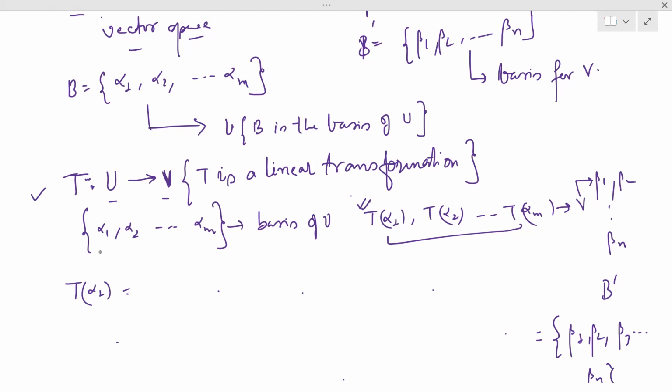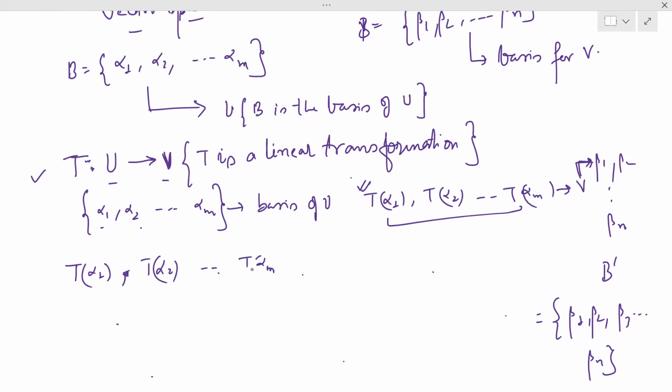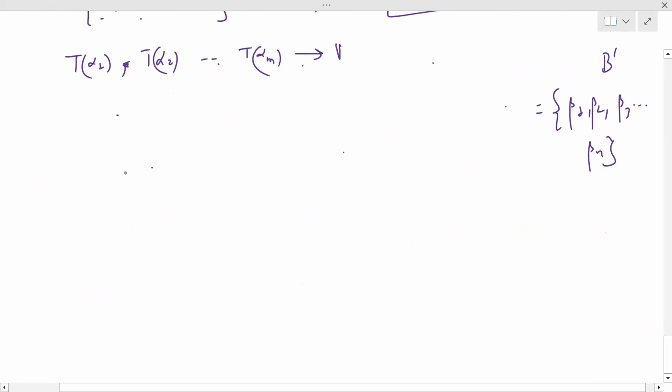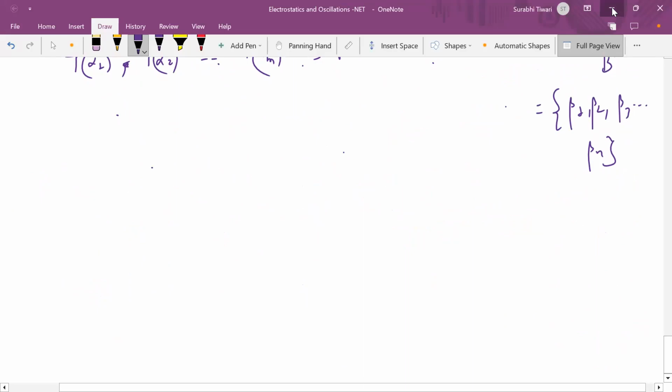Let us say the basis of U is alpha 1, alpha 2, dash, dash, alpha m. And the basis in V is beta 1, beta 2, dash, dash, dash, beta n. Now, alpha 1, alpha 2, alpha 3, dash, dash, dash, alpha m are the bases in U. So clearly, I can say that T alpha 1, T alpha 2, dash, dash, dash, T alpha m would be contained in V.